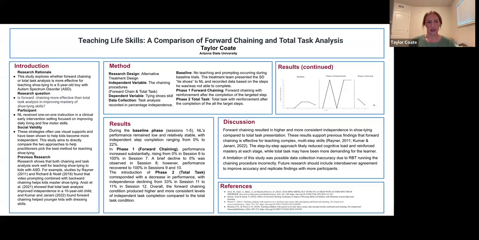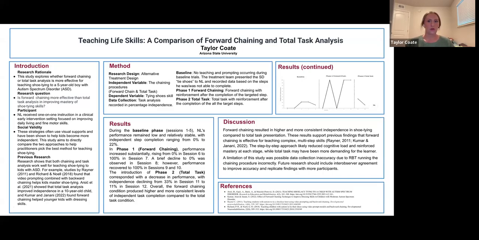But sessions 9 and 10 did show 100%. Since this was still the first step, he was able to complete the first step, which was picking up the shoelaces, for those two sessions. And I did do IOA data on those, so they're accurate. Once we introduced phase two, he did have a decline. He declined 33% in session 11 and had more of a decline in session 12 to 11%.